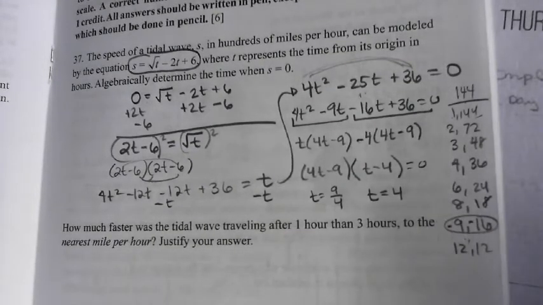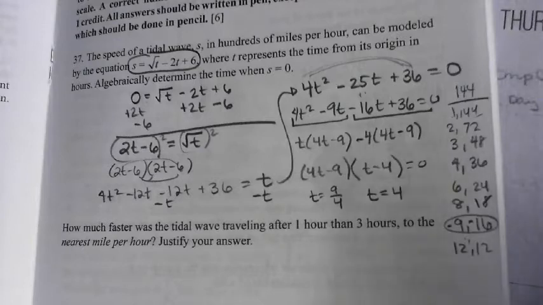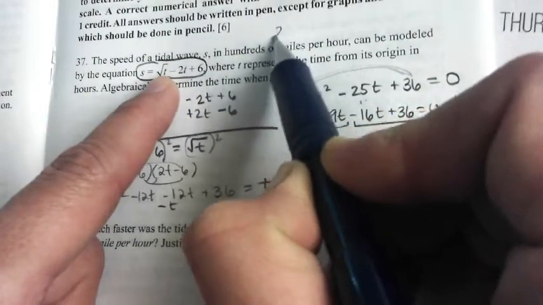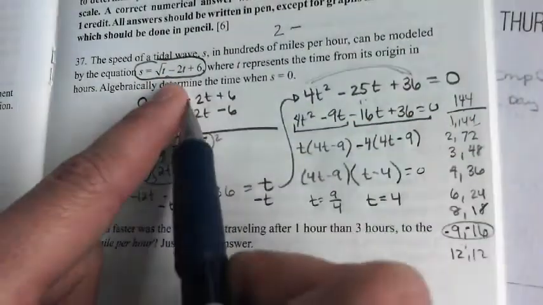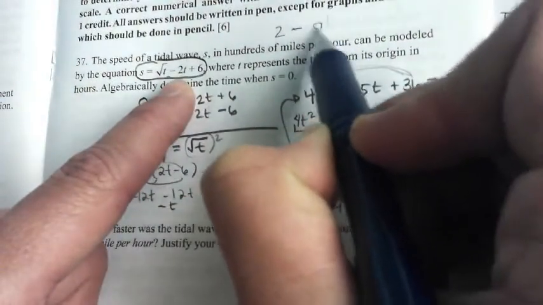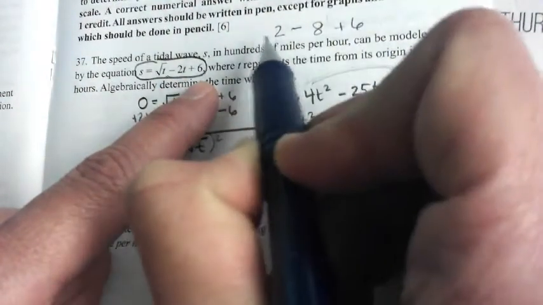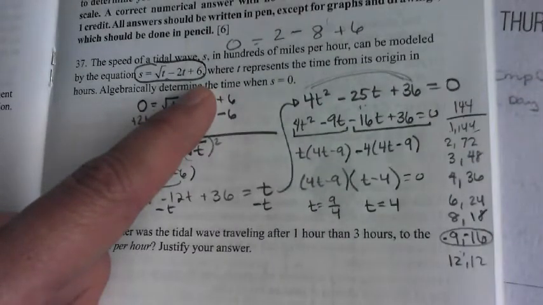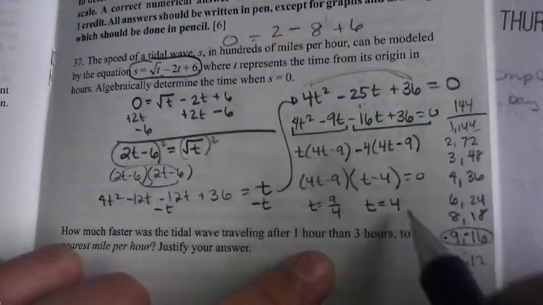Whenever we're solving an advanced type of function, anything other than a linear or quadratic, we need to check for what? Extraneous. You're not really checking for accuracy at this point. You're checking for extraneous. So if I plug in 4, what's the square root of 4? 2 minus 2 times 4 would be minus 8 plus 6. Does that equal 0? Does it? Yes, so that works.